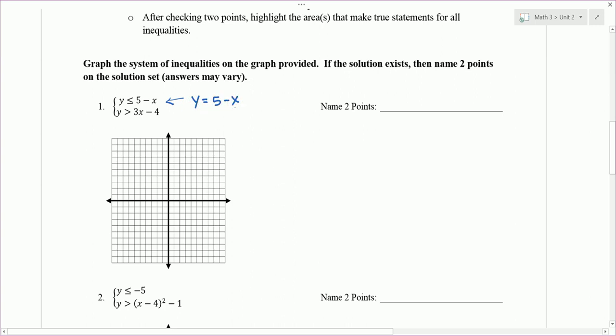We studied lines. We know this is a line. You may be more familiar with it in this form, negative x plus 5. They mean the same thing. This is a parent graph. The y equals negative x is the parent graph. The plus 5 tells us to move the graph up 5 units from 0, 0. So we go up 5 units, and so 1, 2, 3, 4, 5. Put our first point there on the graph.